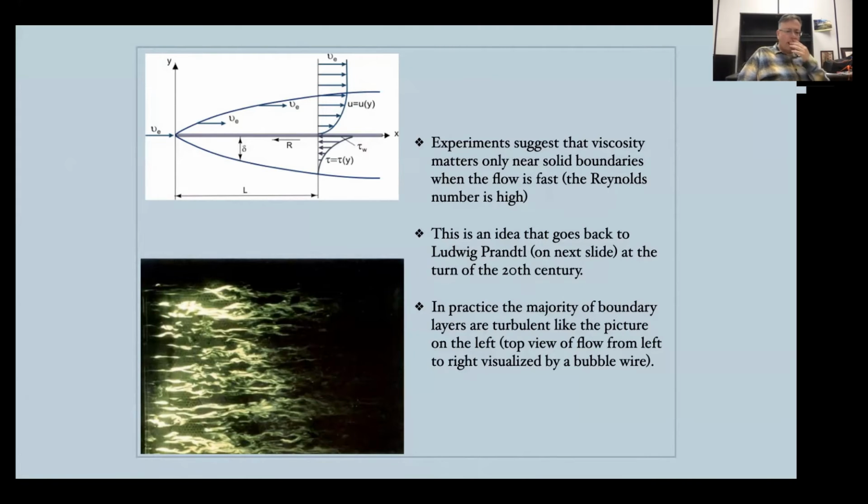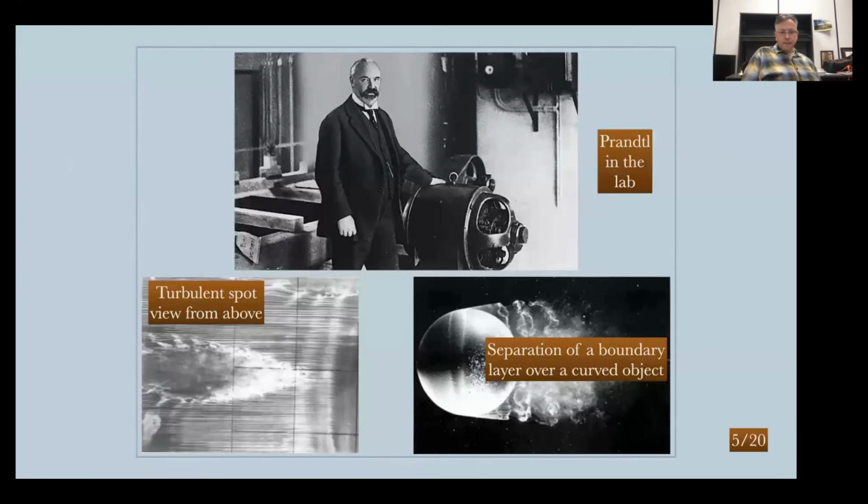The flow is from left to right, and the wire generates smoke or bubbles. If it's water, it's an electric wire making little hydrogen bubbles. If it's air, then it's smoke. Both give you the same thing. And you see these streaks, these interactions, these streaks that stay quite coherent, and then eventually pair up and break down into turbulence.